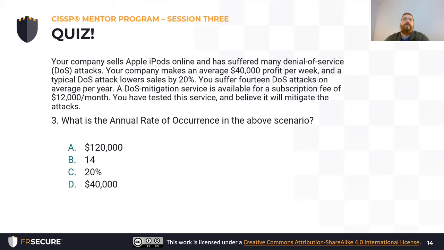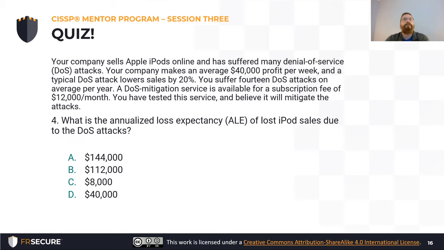Okay. So in this case, what is the annual rate of occurrence in the above scenario? Well, when I start looking at this, I don't care that they make iPads or iPods online. I don't care what the cost is. What's the average week? I don't care. That's not the matter. That doesn't help anything because that's not my rate of occurrence. You suffer 14 DoS attacks on average per year. Well, that's your annual rate of occurrence. So 14. That's our answer right there.